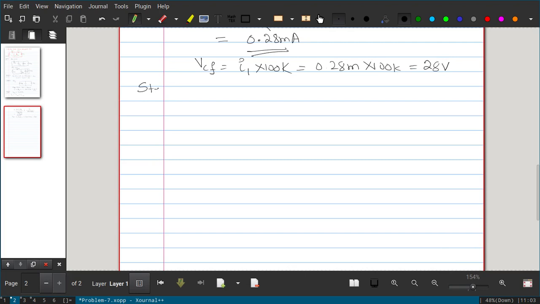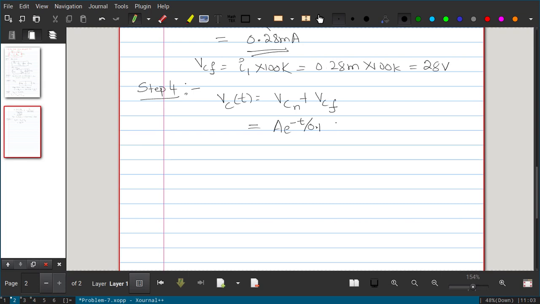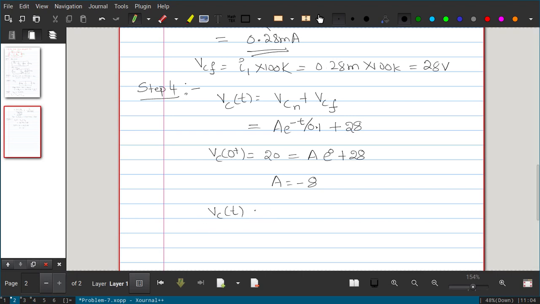So next one is step 4. Step 4 is the final response we will write, that is VC of t is nothing but VCN plus VCF. VCN we know is A into e power minus t by tau. Tau we calculated is 0.1, plus VCF is 28. We know that VC of 0 plus, which we initially calculated in step 1, is 20 volt. You substitute t equal to 0 in this equation, you will get A into e power 0 plus 28. So that means A equals minus 8. So in this equation, VC of t is minus 8 into e power minus t by 0.1, plus 28. Okay, so this is the solution.